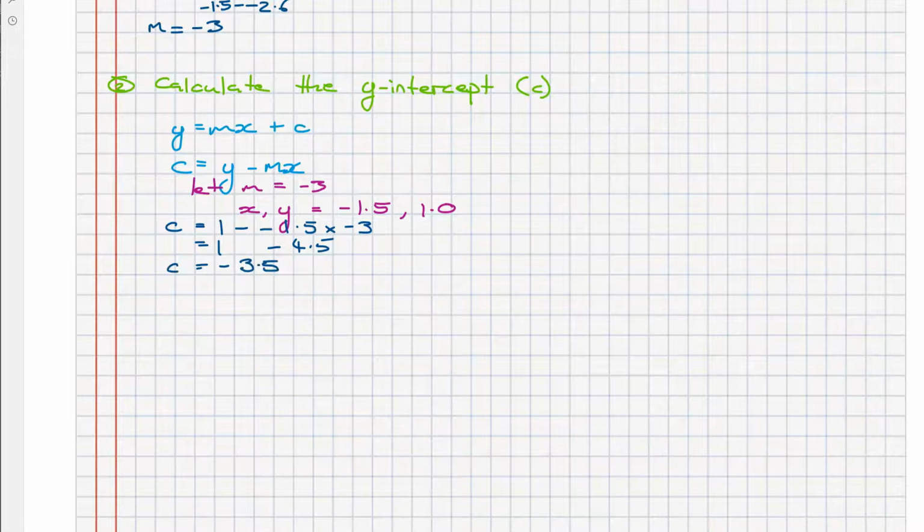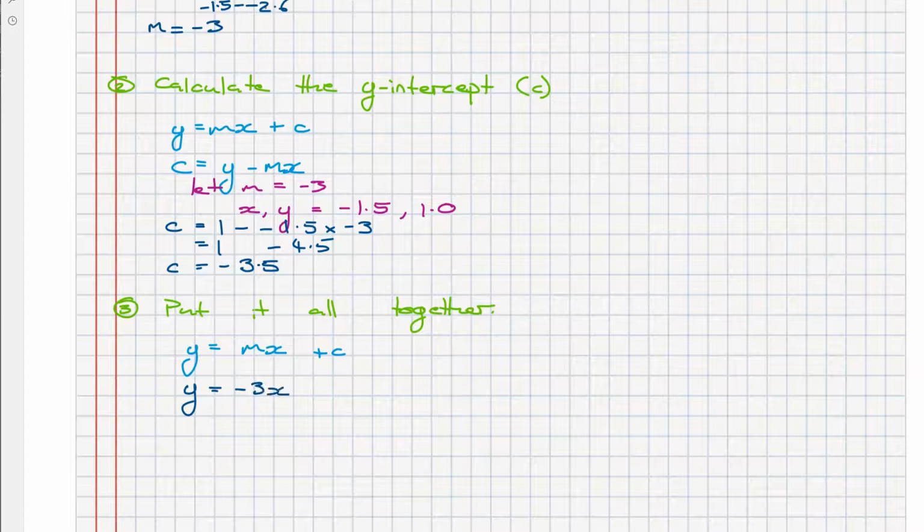So therefore, we know the value of m, we know the value of c, and then we just need to put it all together. So constructing the y equals mx plus c, what we're going to find is that our y value is equal to minus 3x minus 3.5. Now, to verify this solution, what we're going to do is we're going to substitute this back into Desmos.